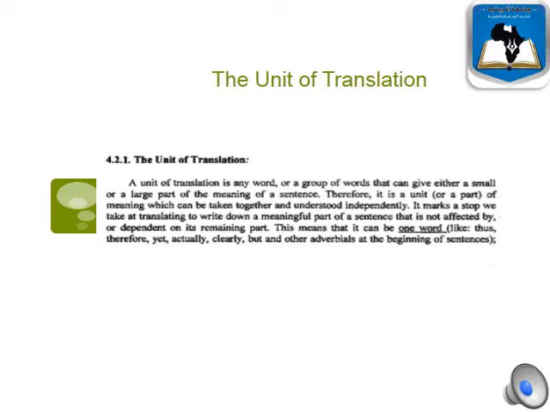So a unit of translation, according to Ghazala, is any word or group of words that can give either a small or a large part of the meaning of a sentence. Therefore, it's a unit or part of meaning which can be taken together and understood independently. It marks a stop we take in translating to write down a meaningful part of a sentence that's not affected by or dependent on other parts. So you see, when we do it as a unit, we can have a good translation, and we can't break the parts of a sentence.